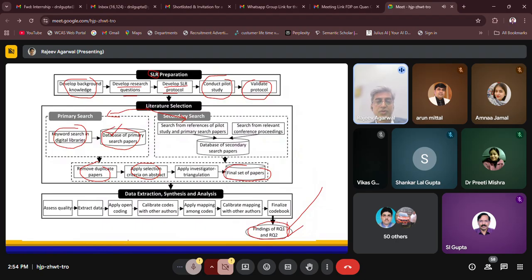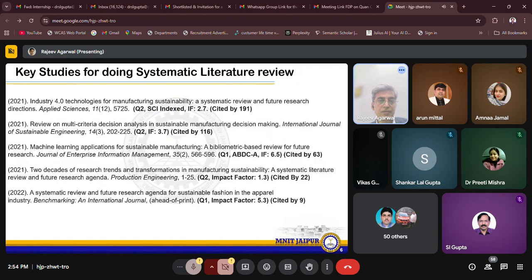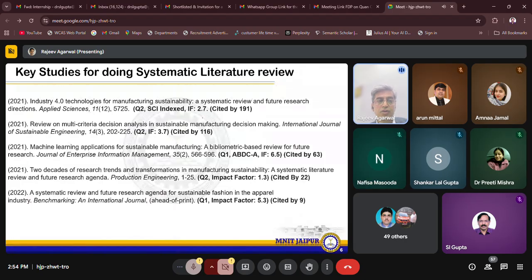So you'll understand how this data extraction, synthesis, analysis need to be done. So this paper I have already told. So these are all you can see. These are all papers which we have published, either Q2, Q1, and has got a very good impact factor.